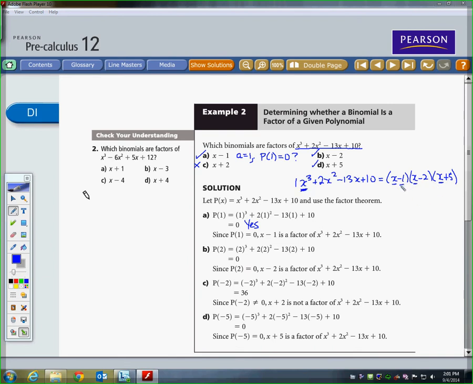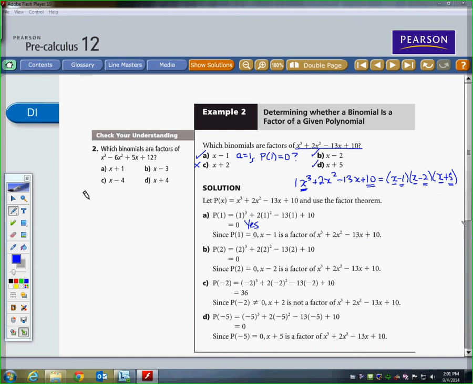And check this out. The minus 1 and the minus 2 and the plus 5. If I multiply those out, that gives me this plus 10, because negative 1 times negative 2 times plus 5 is plus 10. So since those both work out, I know that this polynomial completely factored is x minus 1 times x minus 2 times x plus 5.